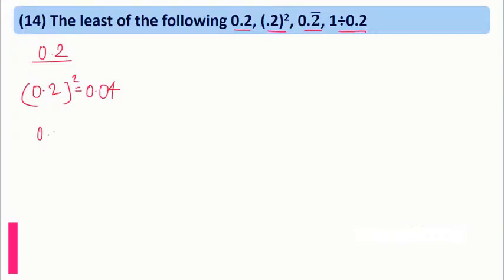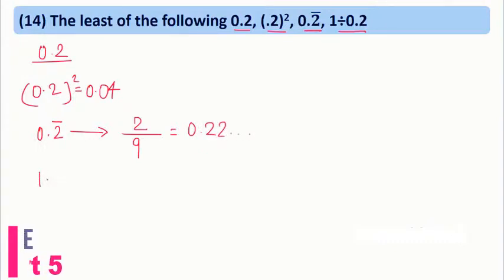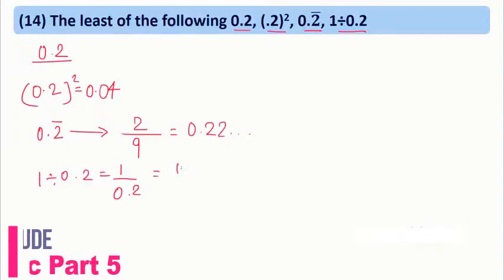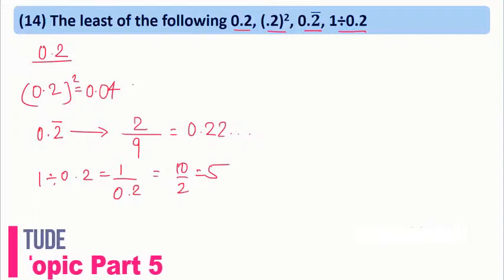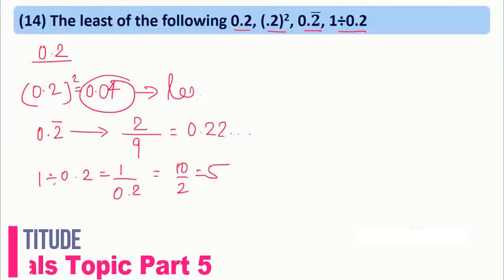Okay. Next is 0.2 bar. Now let us convert it into a normal fraction. What would be the denominator? One digit below the bar, so 9 would come over here, and the numerator would be 2. Why? Because there would be no subtraction, as there is no digit which does not have a bar. So that would be 2 by 9, which is 0.2222 and so on. Then we have 1 divided by 0.2, 1 upon 0.2, that is 10 upon 2, that is 5. Clearly this is the least.